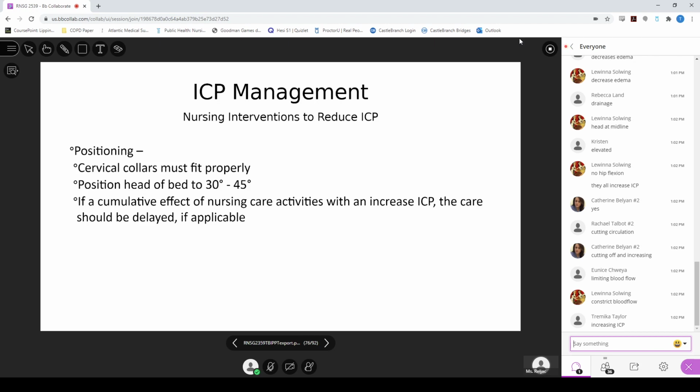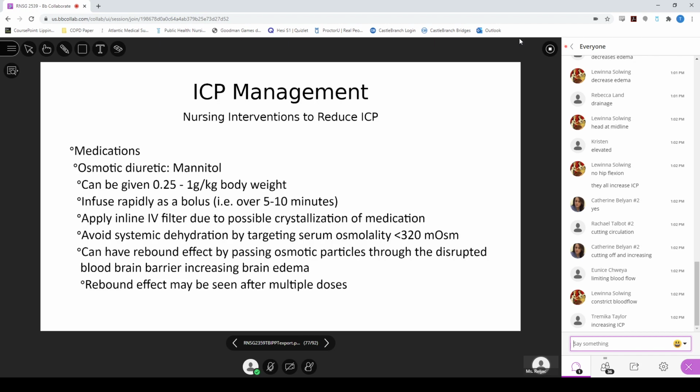Now, everybody's really into cluster care and getting everything done at one time and leaving the patient alone if possible, but that can sometimes be the opposite with a patient with increased ICP. It may need to be drawn out over an amount of time, or some of the care that's not necessary may even need to be delayed until the pressure comes down. Okay, now our medications. So you have mannitol.